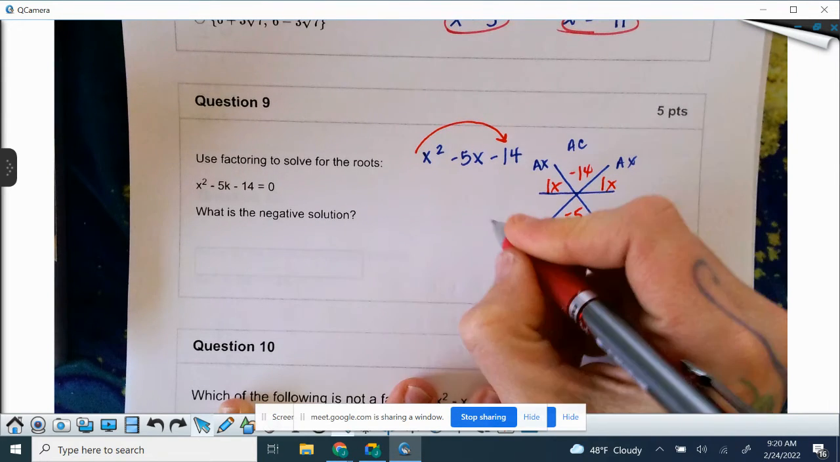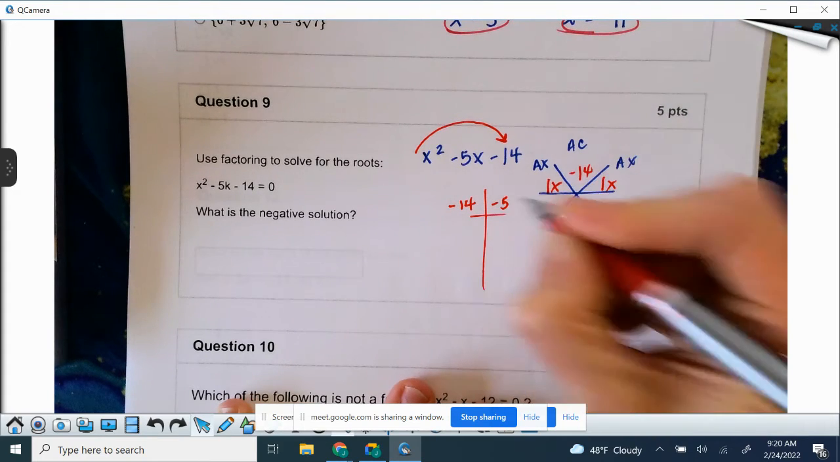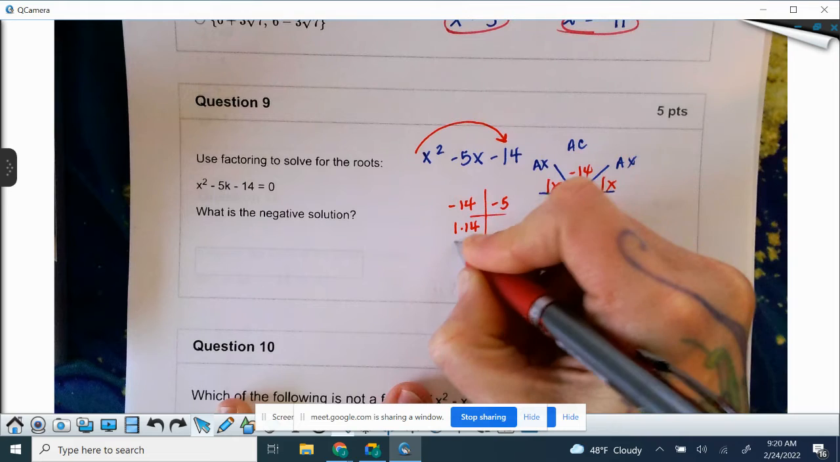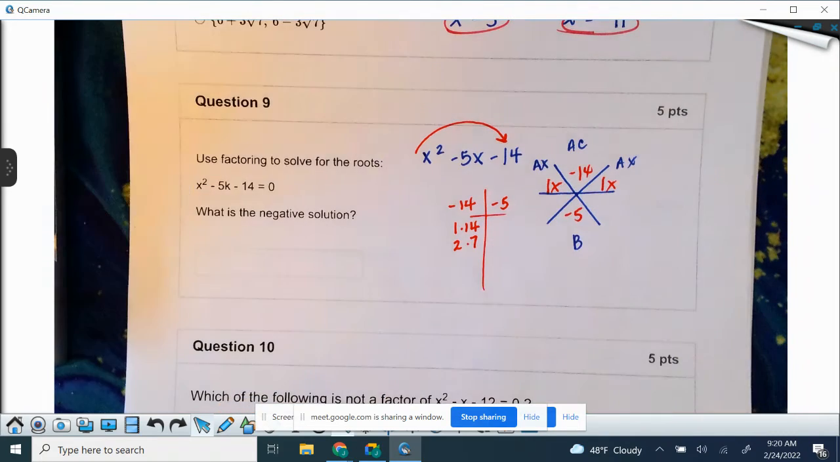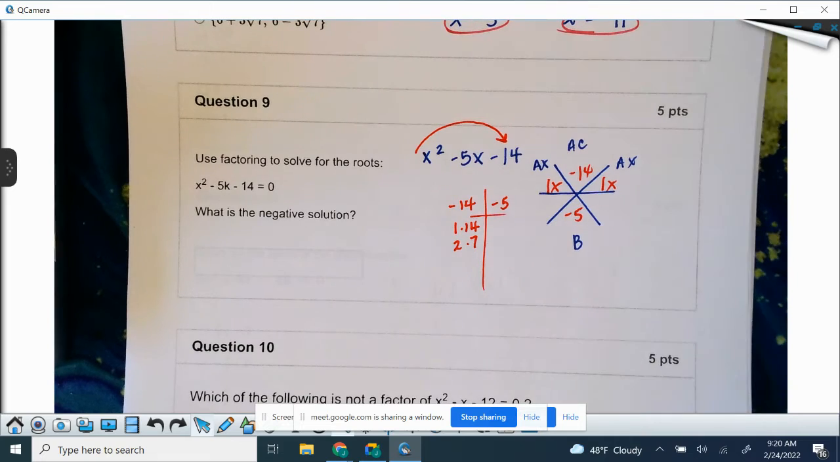So I'm looking for the numbers that multiply to give me 14, but add or subtract to give me 5. So 1 and 14, 2 and 7, and that's it. 1 and 14, if I add them, give me 15. If I subtract, it gives me 13. 2 and 7, if I add them, I get 9. If I subtract, I do get 5. So 2 and 7 are the ones we're going to focus on.